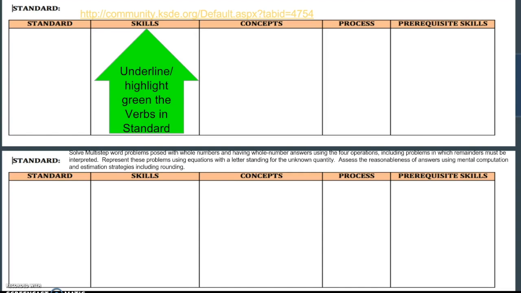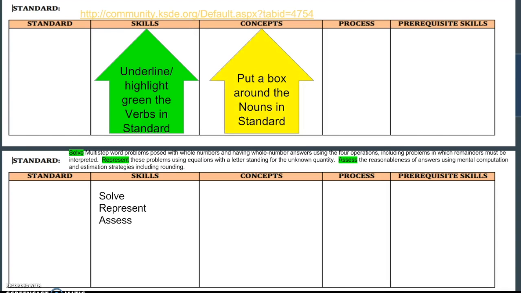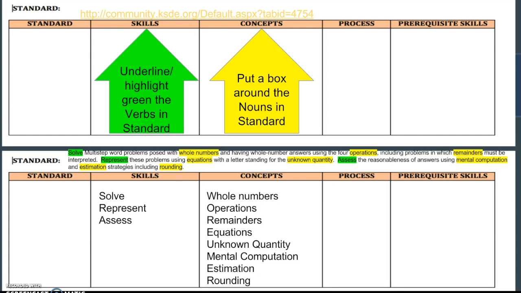The very first thing you would do is underline, or in technology terms, highlight green the verbs in the standard. Our verbs in this standard are solve, represent, and assess. We would then write those under skills in our document. The next thing we do is put a box around the nouns in the standard. Within this standard, our nouns are whole numbers, operations, remainders, equations, unknown quantity, mental computation, estimation, and rounding. We're going to put boxes around those, and we'll also list those under concepts.